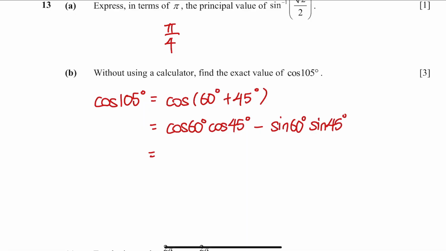Okay, sub in your special angles which you should have memorized. You will get half times 1 over root 2, minus 1 over root 2 times root 3 over 2.